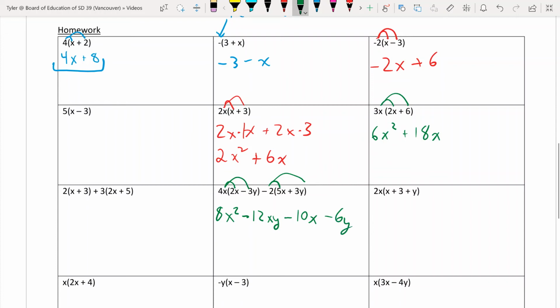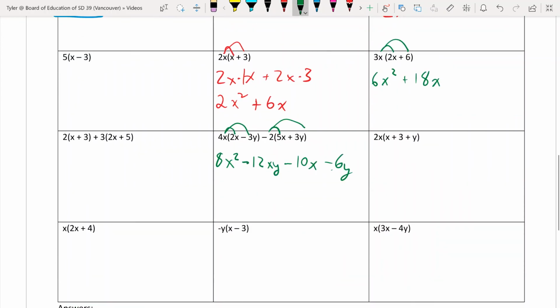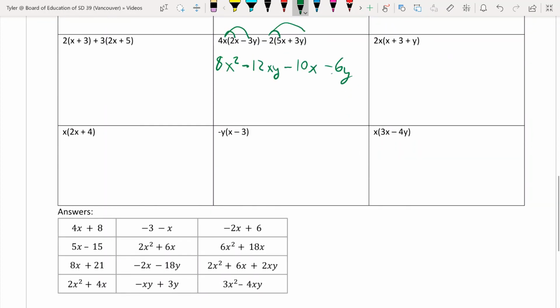You always have to check to make sure if you could add anything together and collect like terms. But none of these are the same. X squared, there's no other x squareds. Xy, there's no other xy's. X, there's nothing. Y, there's nothing. That's it. Last one we'll do, actually that's okay. That's like the basics of how to do it. And the answers were down here so we can check.